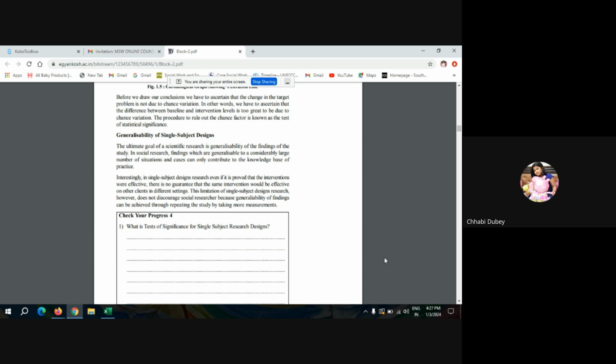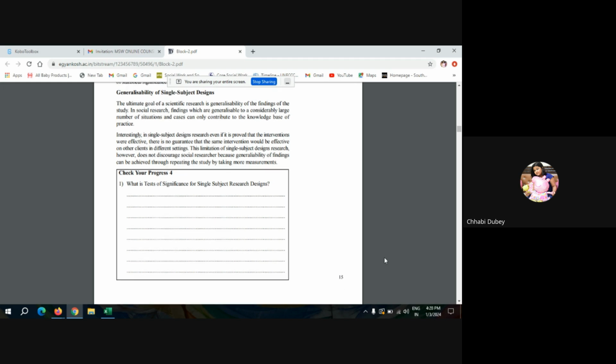The impact of the extraneous environment is going to have a great impact on the individual. So this limitation of the single subject design research generally is there, but we find that irrespective of this, the social researchers use this method because the generalizability of findings can be achieved through repeating the study by taking more measurements. So the more cases you take for carrying out research work for single subject designs, the more generalized it will become. So, of course, it depends upon the number of cases that we are measuring.